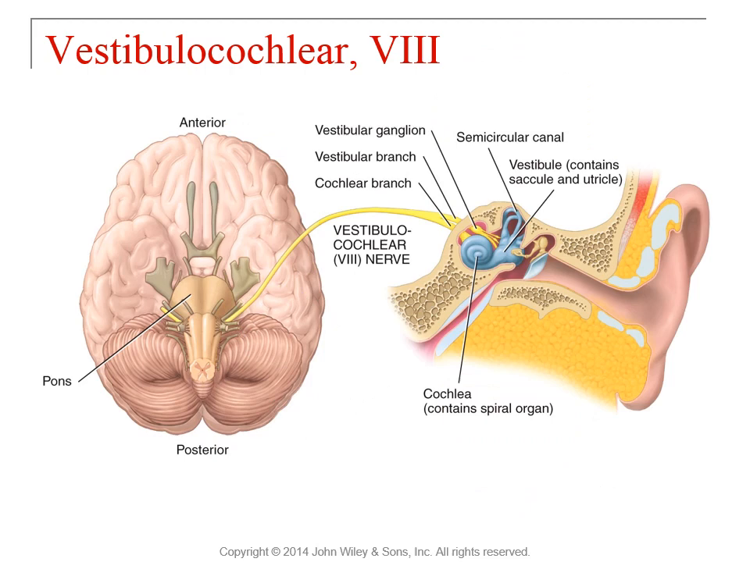The vestibulocochlear nerve, cranial nerve number 8, shares connections with both the pons and the medulla oblongata. It has two branches, the vestibular branch and the cochlear branch. The vestibular branch is more for balance and coordination. The cochlear branch is mostly for hearing. But again, we'll go through this more thoroughly when we get into the special senses chapter.